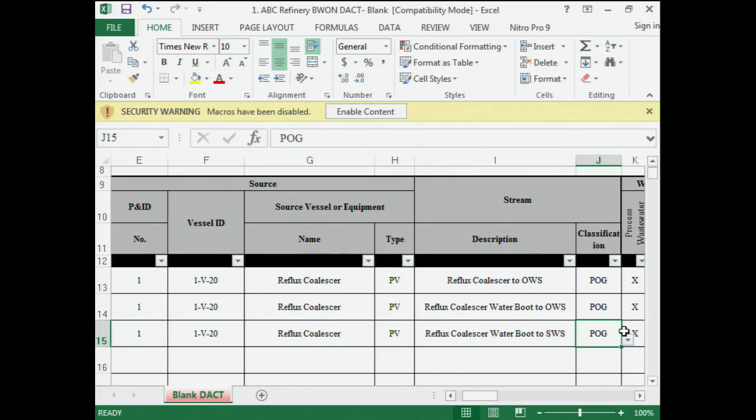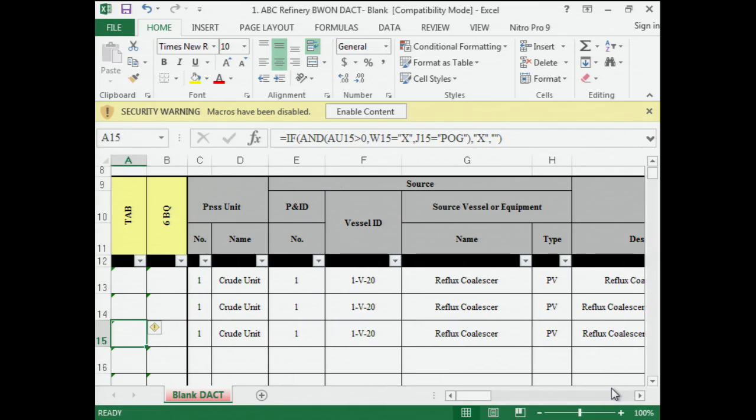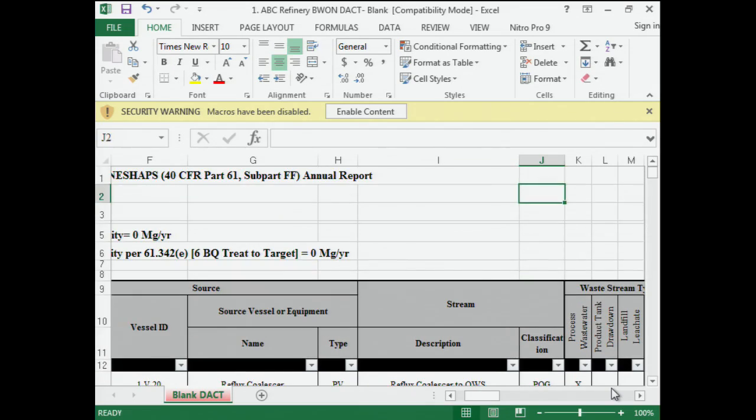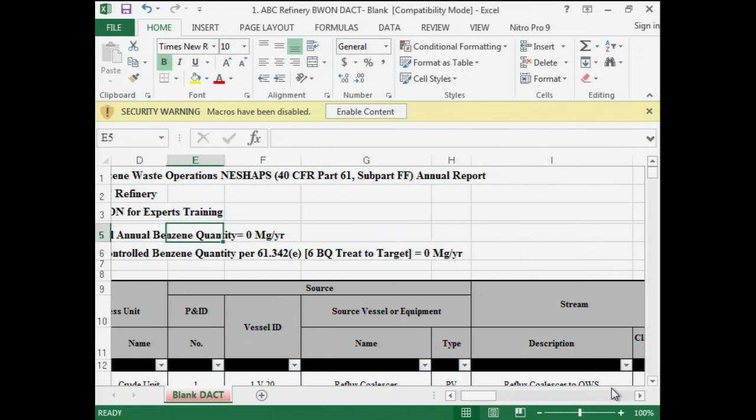And so how would we classify this stream? So it's not a POG, it is SWS. The way we have our tab column set up is we look over here, and if that doesn't say POG, it's not summing up to your tab number. At the top, all that sums up. Like if tab equals X, then it would add up there.